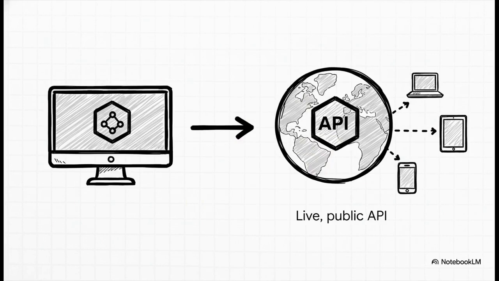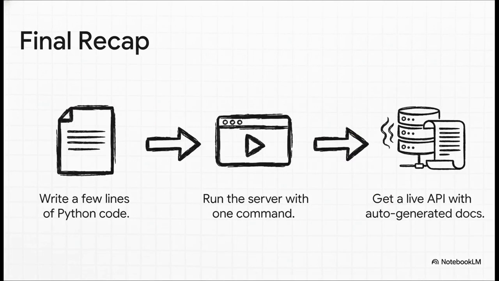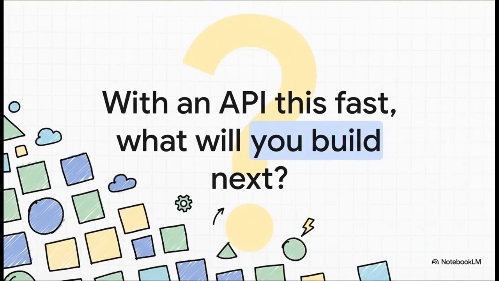Okay, ready to share this with the world? Well, deploying is just as easy. You can use one command to deploy with FastAPI Cloud. Or use any other provider. So let's recap. You write a tiny bit of code, run the server, and get a live API with auto docs. So if you can get a fully documented API this fast, what will you build next?